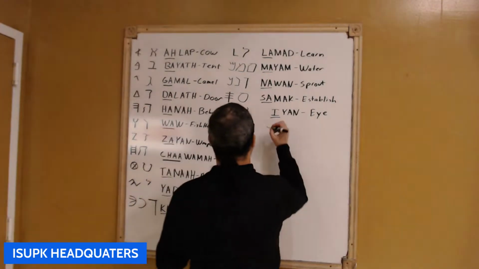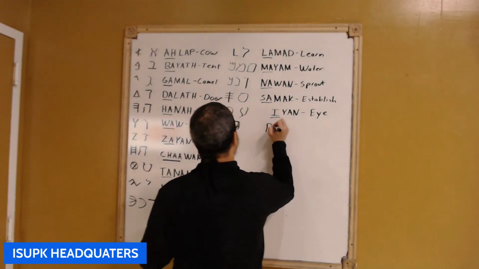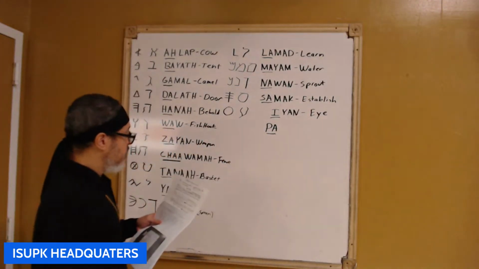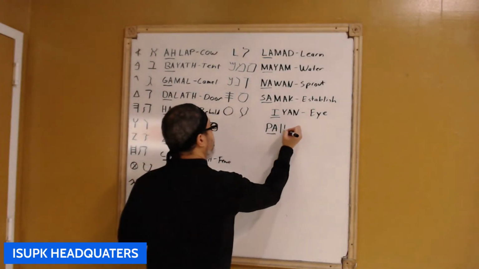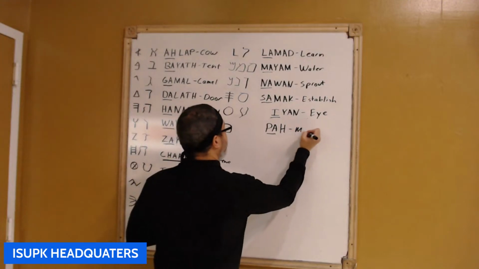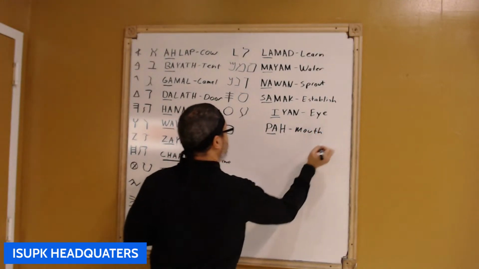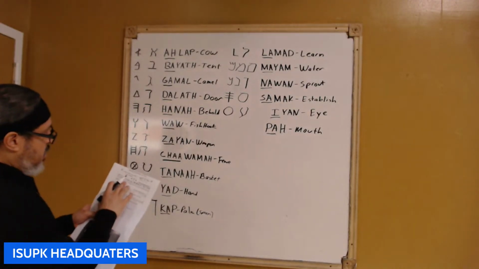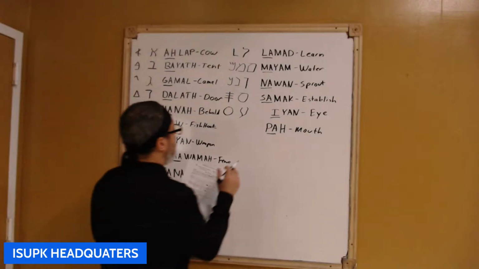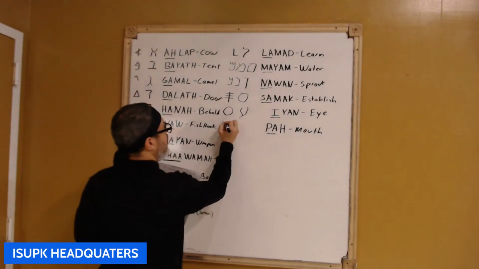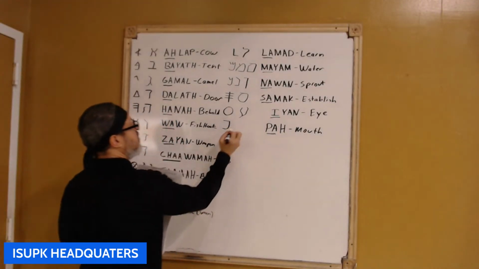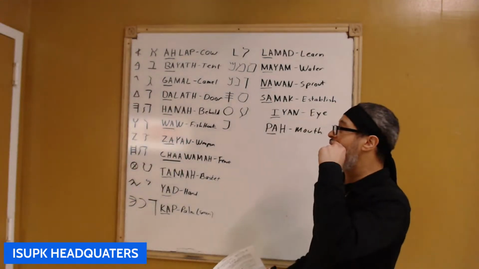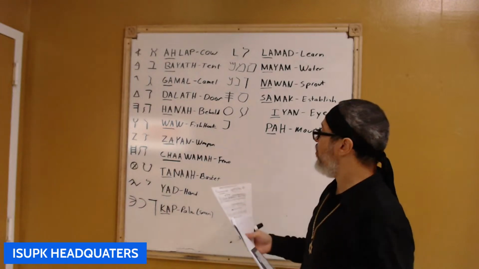Next, we have the pa. The pa sound, which when we put an H to it, it means mouth. And in the ancient, the pa looks like the side of a mouth. So you draw a line, almost like a J. Looks like the side of your mouth.